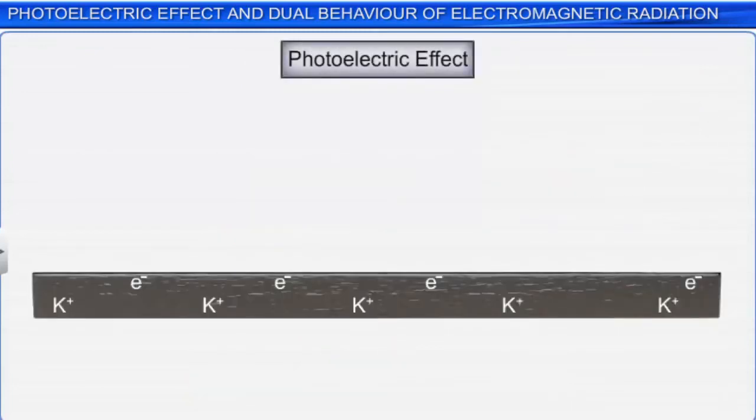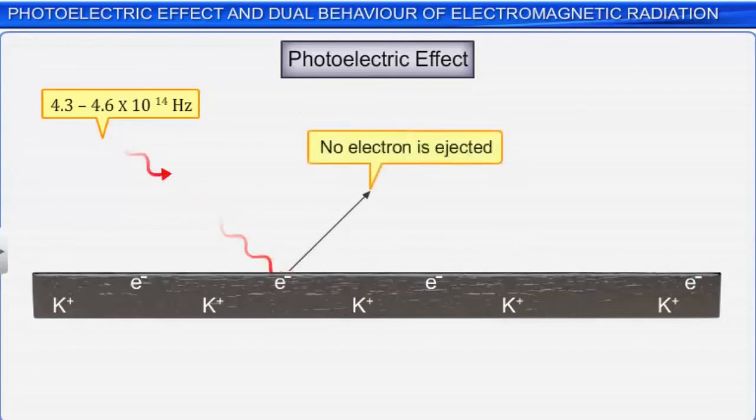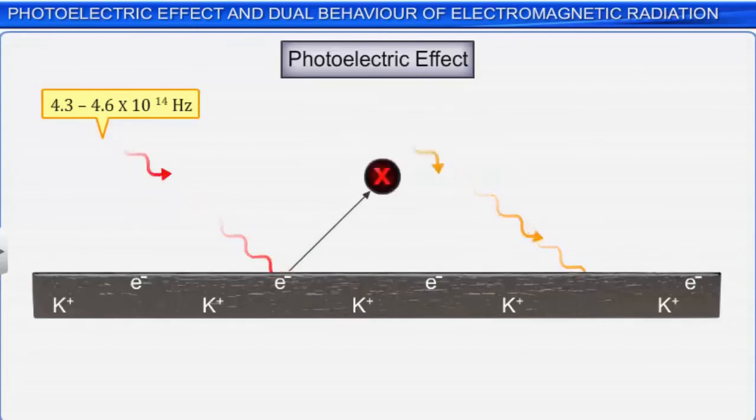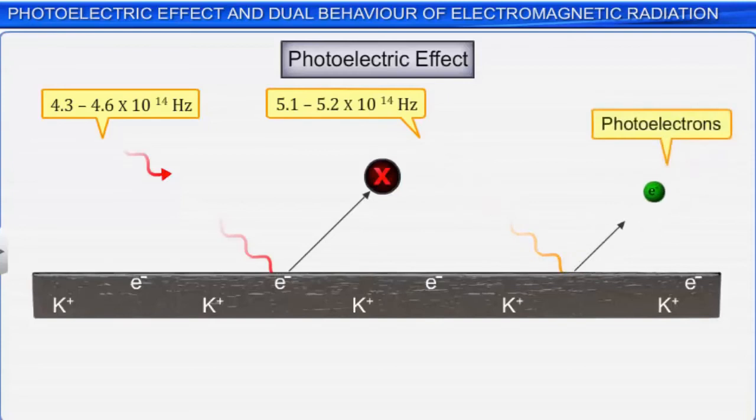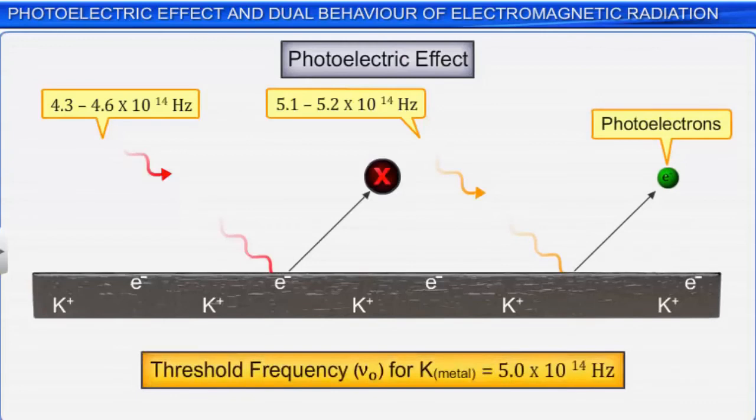For example, when the metal potassium is irradiated with high, intense red light having frequency of 4.3 to 4.6 multiplied by 10 raised to the power of 14 Hz for hours together, no electron is ejected. But as soon as it is irradiated with even less intense yellow light having frequency of 5.1 to 5.2 multiplied by 10 raised to the power of 14 Hz, photoelectrons are ejected. This is because the threshold frequency for potassium metal is 5.0 multiplied by 10 raised to the power of 14 Hz.